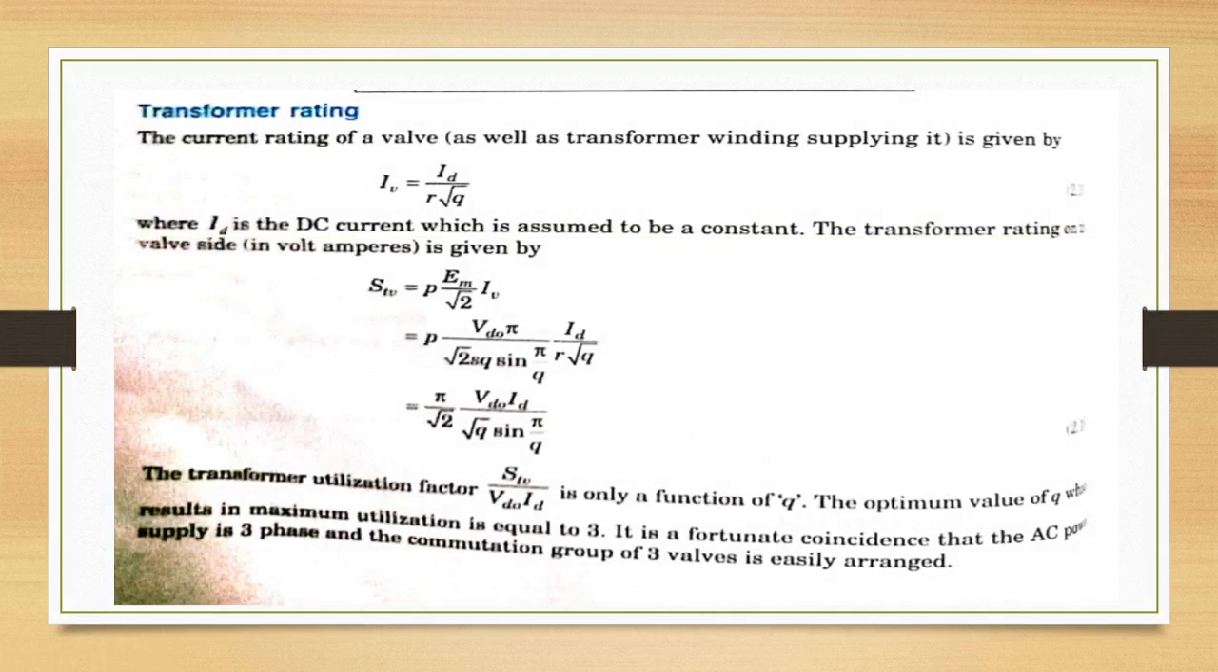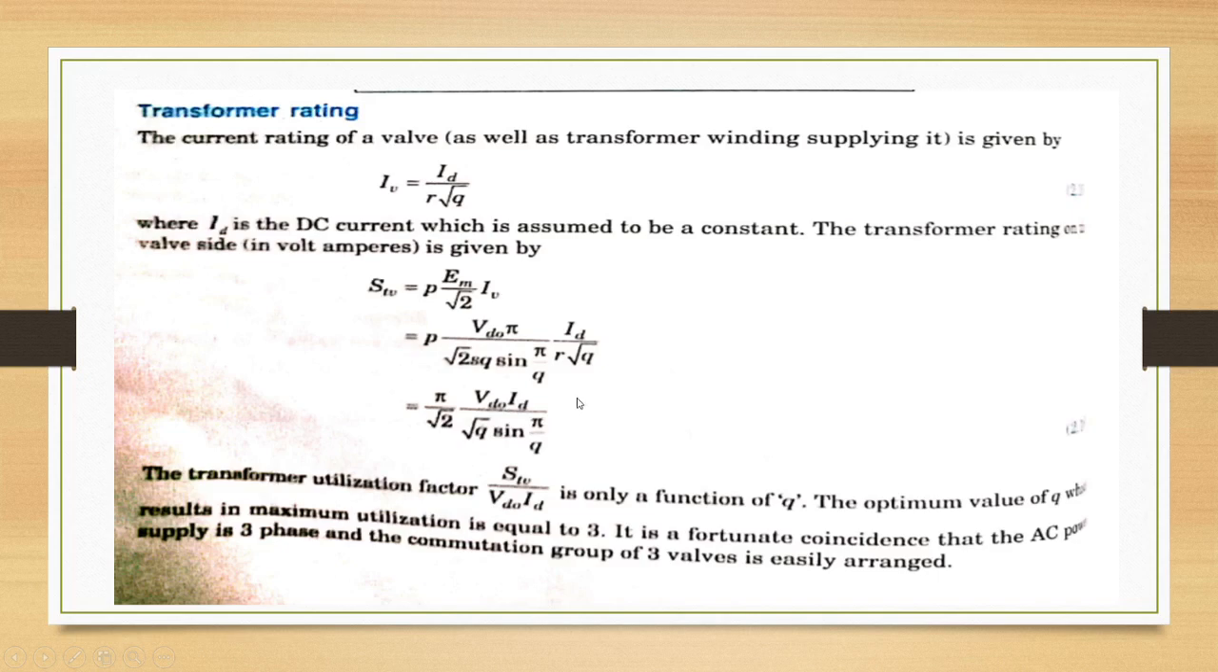Next is transformer rating. The current rating of a valve, as well as of the transformer winding supplying it, is given by IV equal to ID by R root Q, where ID is the DC current, which is assumed to be constant. The transformer rating on the valve side is given by STV equal to P into EM by root 2 IV, and that is equal to pi by root 2 VD0 by VD0 ID by root Q sin pi by Q. So the transformer utilization factor STV by VD0 ID is only a function of Q, and the optimum value of Q, which results in maximum utilization, is equal to 3.